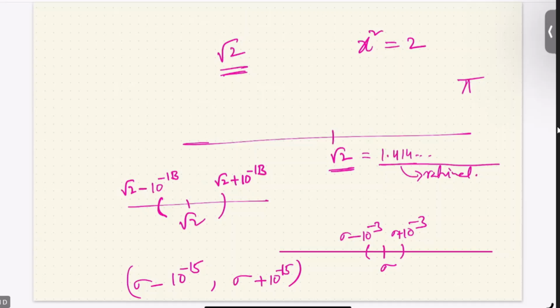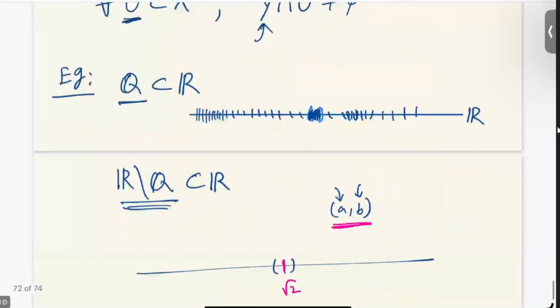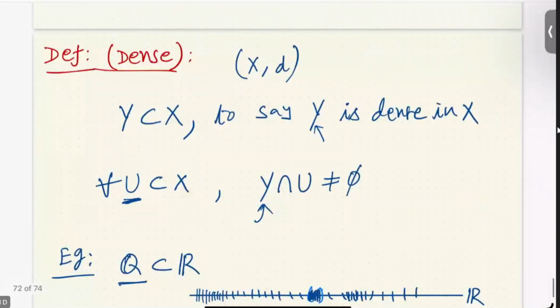So suppose if not dense, you are flying a rocket or you are sending something, and this accuracy is not enough, then you can't do that experiment. Literally can't do it. By system itself it fails. We can't imagine this advancement of the world without this dense property.